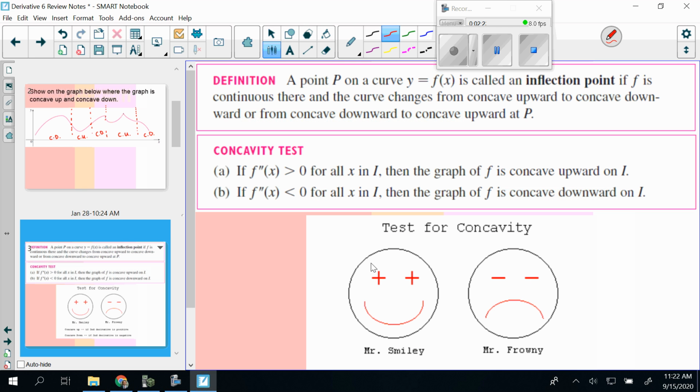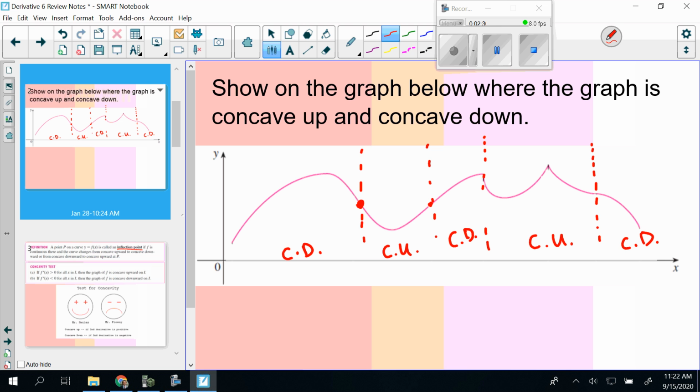Also, those points where they change, those are called inflection points. So these points here where it was changing from concave up to concave down, that's an inflection point. This would be an inflection point. So those points where they change from concave up to concave down, here would be another example of an inflection point. This point, because it's a corner, it does change, but we would not consider that an inflection point because it doesn't have a derivative.